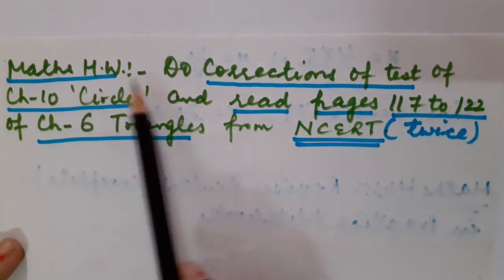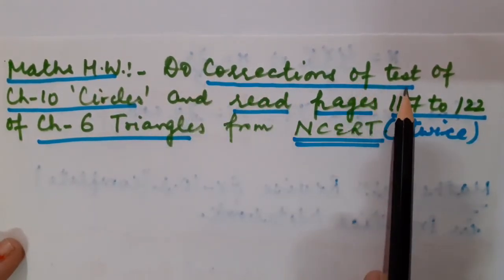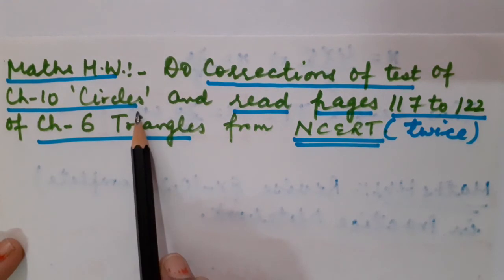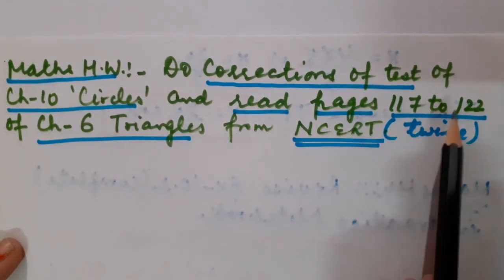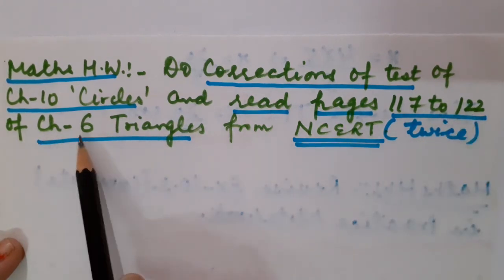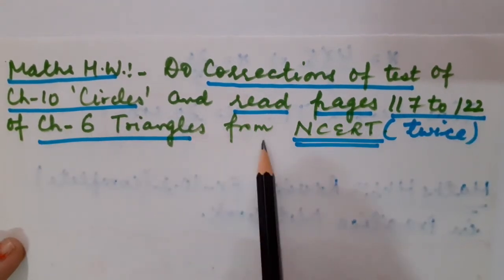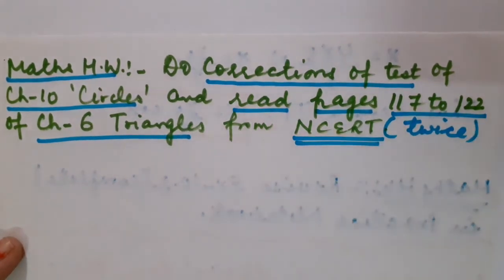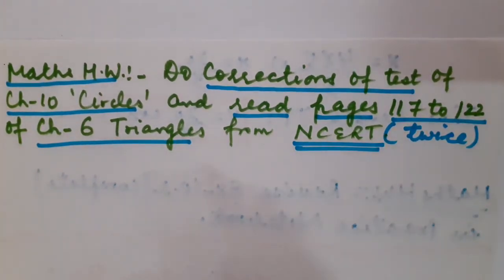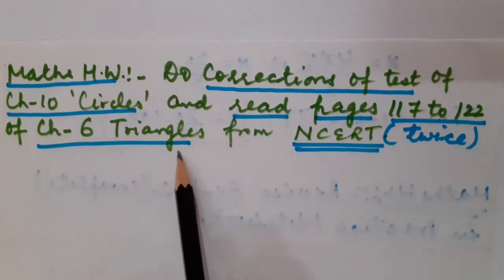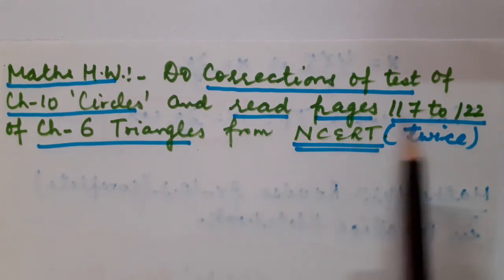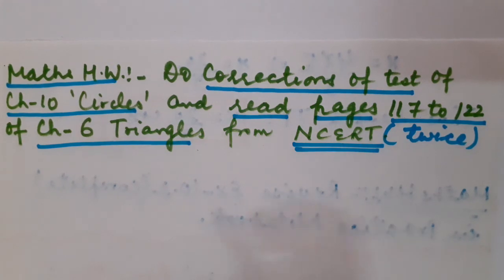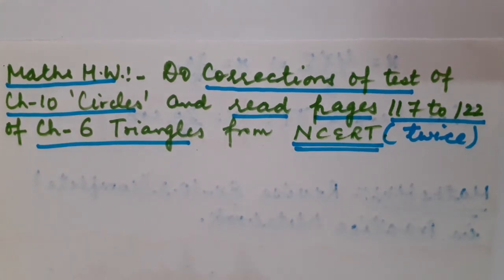Your maths homework is to do the corrections of the test of chapter number 10, circles. And children, you have to read pages 117 to 122 of chapter number 6, triangles, from NCERT two times. Got it, children? In these very pages, the introduction of chapter number 6, triangles, is given. The concept of similarity is also taught very well. Please go through these pages so that in the next lecture you can better understand the concept. Fine, children?